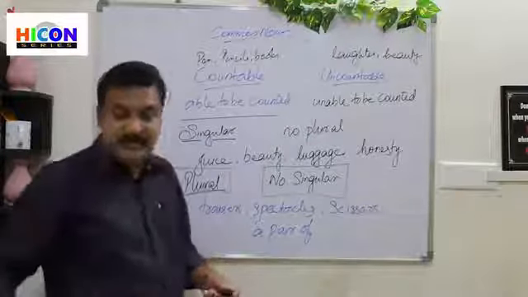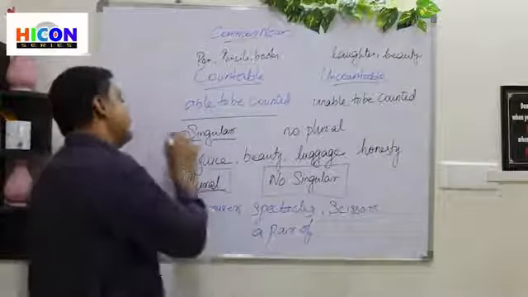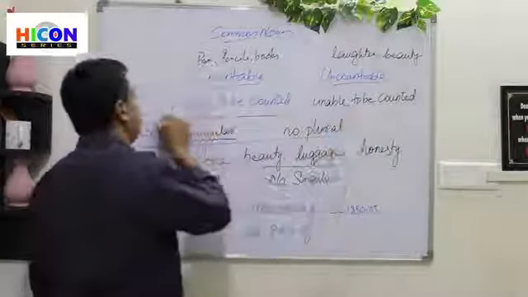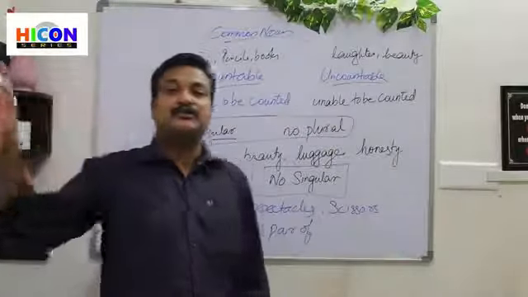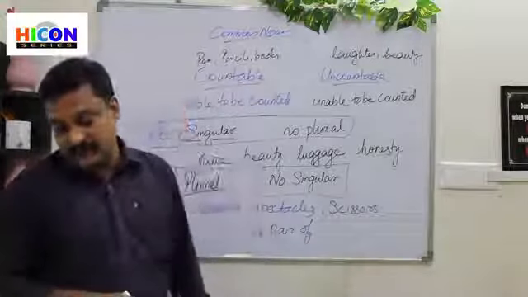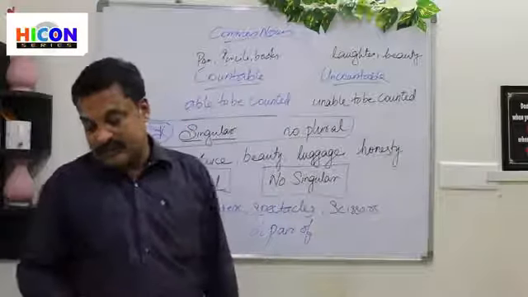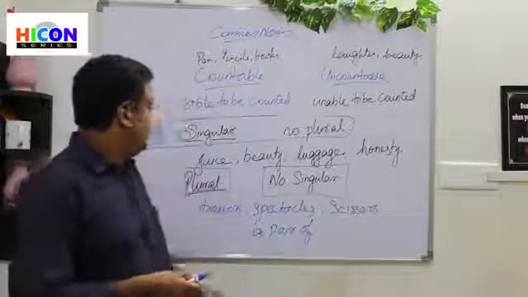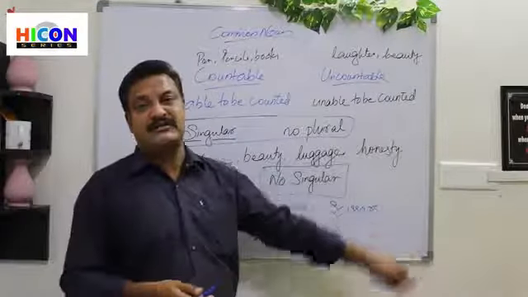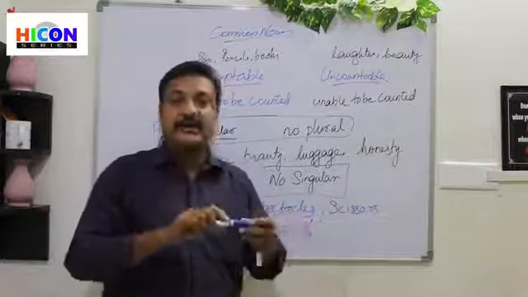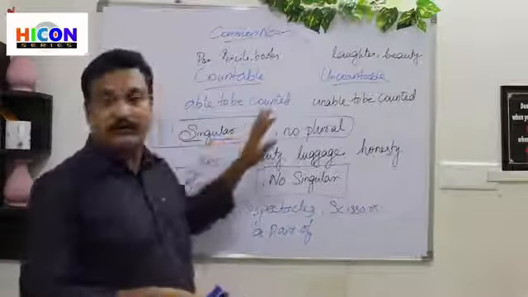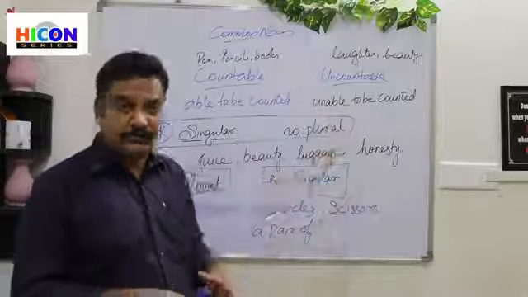some nouns have a speciality, that is they always have a singular form only. There is no plural form for them. There is no separate plural form for them. The words like Jews, weather, intelligence, bravery, then beauty, luggage, honesty, these kinds of words are examples of those nouns which only have a singular form but no plural form.